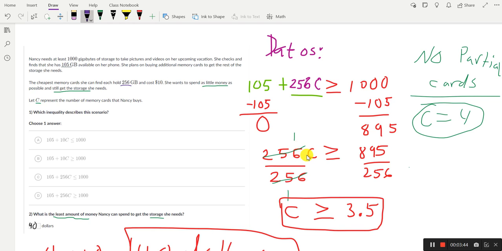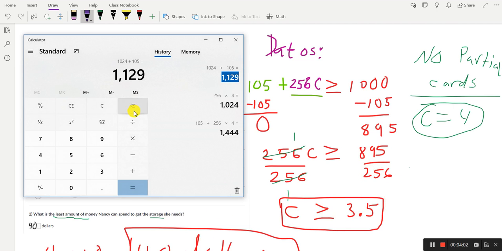What do you do with 256C? Well, you need to divide this number from both sides of the inequality so that you can cancel this number out. Okay, so finally you have C is greater than or equal to 3.5, 3.49. You can check all of this, it's just simple arithmetic. 895 divided by 256 is equal to 3.496. So basically, if you round it up, it's going to be 3.5.